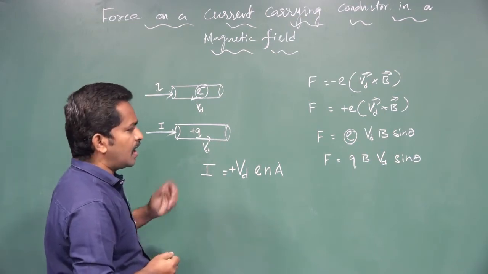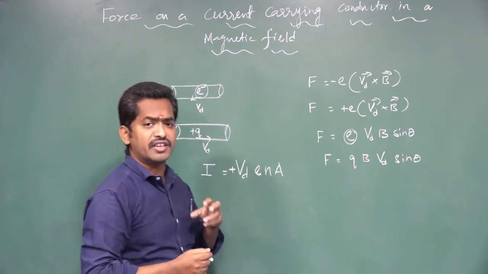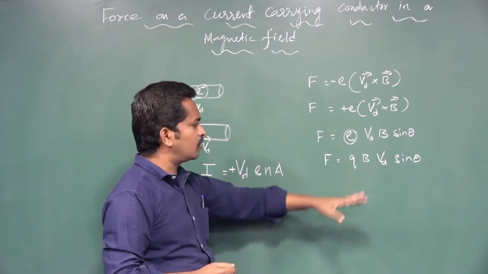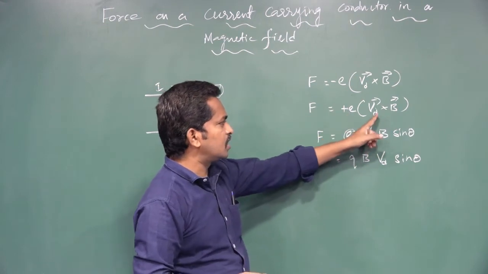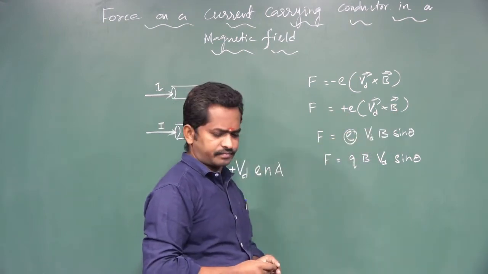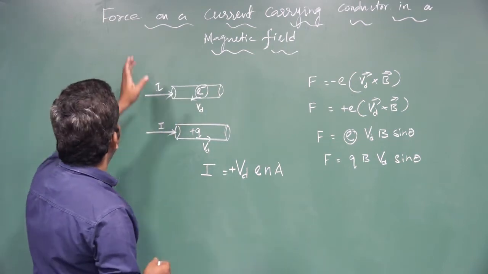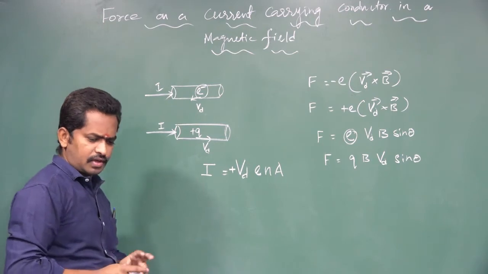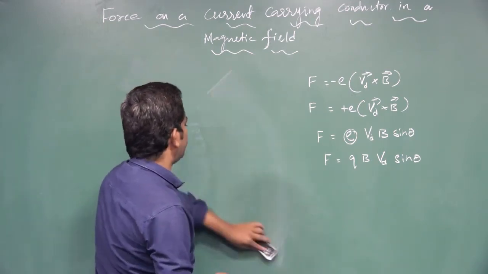V d e n A. Now the Lorentz force on a single charge. You know well the force on a charge in a uniform magnetic field. Lorentz force F is equal to BQV sin theta, which means F is equal to e into Vd cross B vector. This is a basic one. And next, our topic is force on a current carrying conductor in a magnetic field.